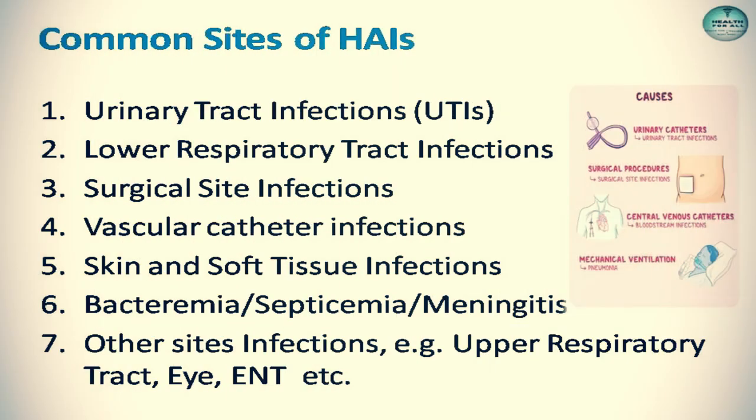So what are the common sites of HAI or hospital acquired infection? Those are urinary tract infections, that is UTI, lower respiratory tract infections, surgical site infections, vascular catheter infections, skin and soft tissue infections, bacteremia, septicemia, meningitis, other infections like upper respiratory tract infections, infection of the eye, ENT, etc.